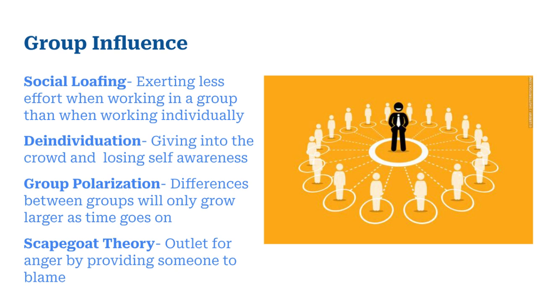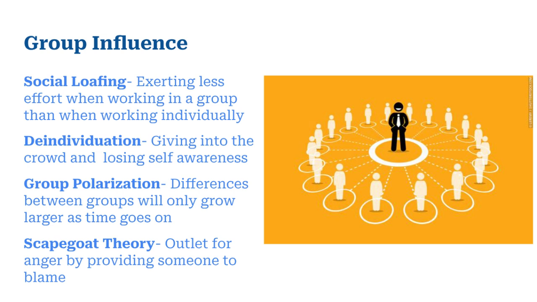Group influence. Social loafing is exerting less effort when working in a group than when working individually. This is because oftentimes we think other people will pick up the work for us. De-individuation is giving into the crowd and losing self-awareness. Back to the Stanford Prison Experiment, pretty much all of the prisoners and the guards experienced de-individuation because they were acting like prisoners and guards and not like themselves.